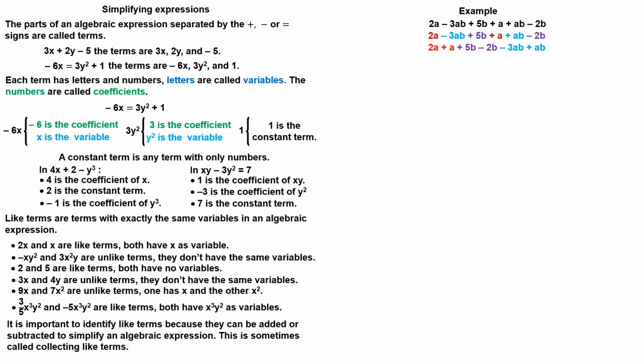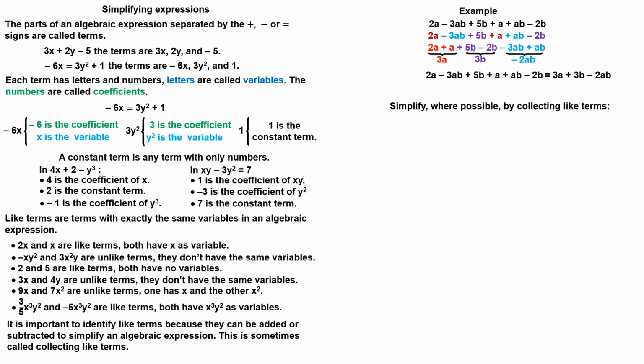Now we can add or subtract like terms. 3A, 3B, minus 2AB. This is the answer. Simplify where possible by collecting like terms. Pay attention now. 3x plus 2x is 5x.